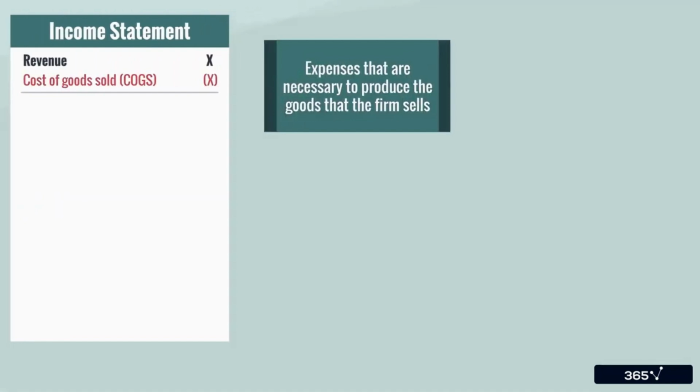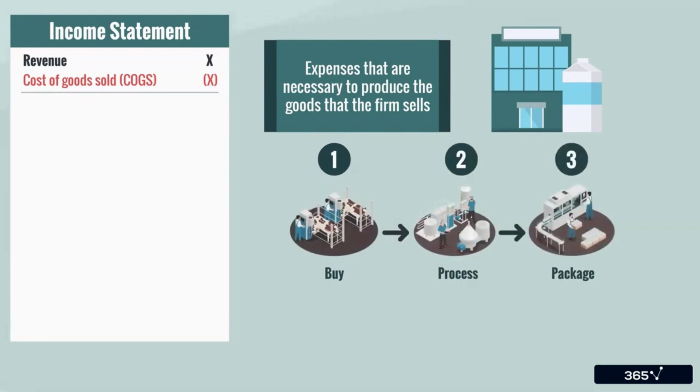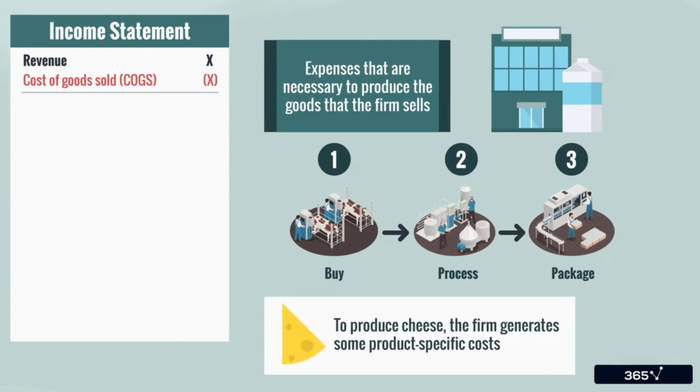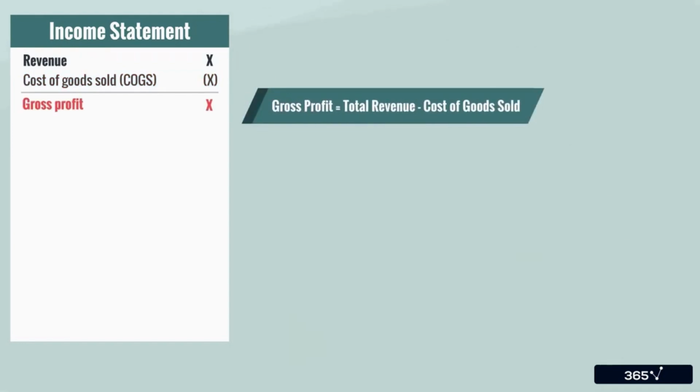Costs of goods sold are expenses that are necessary to manufacture the goods that the firm sells. For example, a dairy company needs to buy raw milk from local producers, transport, process, and then package it before it can sell it to supermarkets. Thus, to produce cheese, the firm generates some product-specific costs. Remember, expenses that directly derive from the production of finished products are recorded as cost of goods sold, or COGS. Here comes the exciting part. The difference between the total revenue and cost of goods sold is called gross profit. This is what a company makes after deducting its costs of production.